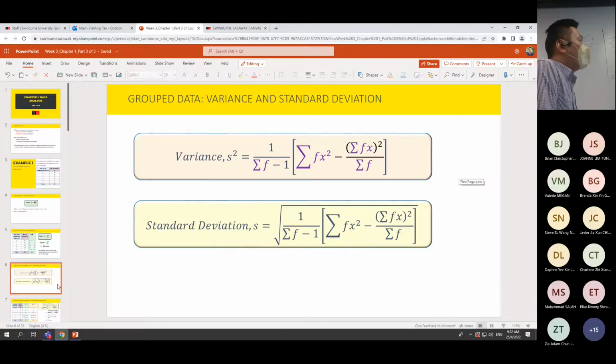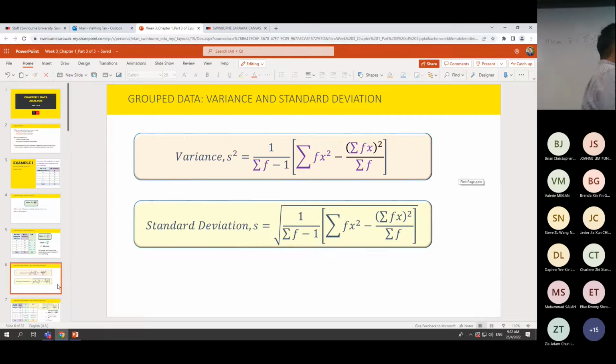All right. So you may find that for the variance, we use s power 2. For grouped data, the formula is 1 divided by total f minus 1, multiplied by total fx squared minus total fx, bracket power 2, divided by total f. And standard deviation is the square root of the variance, in fact. So in order to calculate the variance or standard deviation, we need to add one more column.